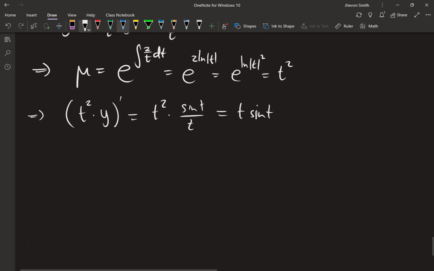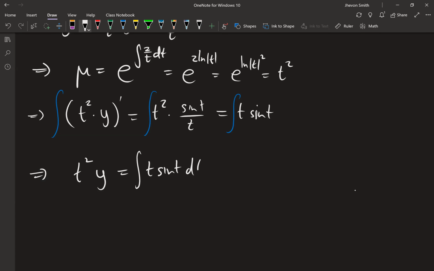Now what I can do is I can integrate both sides. The left side is going to become t squared times y. The right side is going to become the integral of t sine t. How do I integrate t sine t?